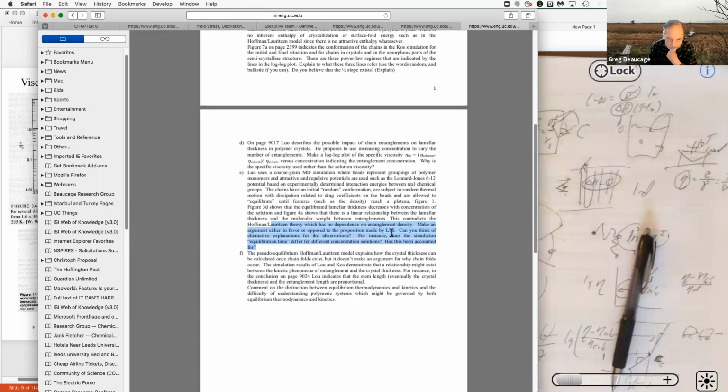So in Lou, everything depends on the molecular weight, and in Hoffman, everything depends on the temperature of crystallization. So the two things are different.